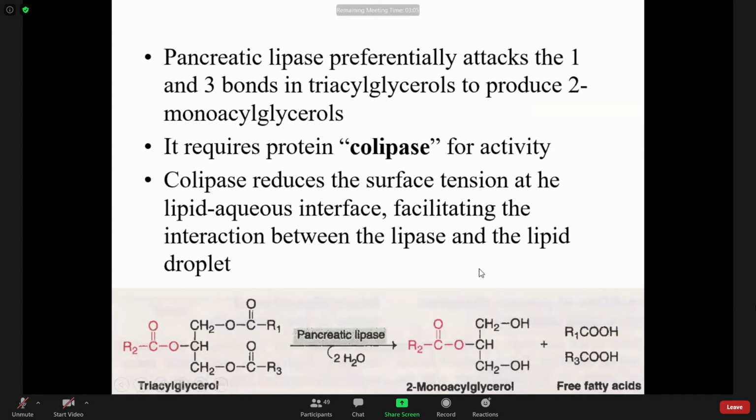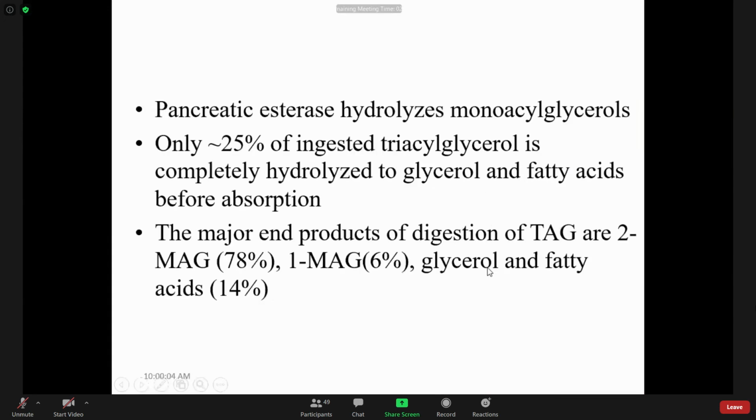Another thing to remember is that pancreatic lipase cleaves the bonds present at carbon number 1 and 3 only. It is not able to cleave the ester bond at carbon number 2 of a triacylglycerol. So the products are 2-monoacylglycerol and free fatty acids. The monoacylglycerol is hydrolyzed by another enzyme called pancreatic esterase, which is non-specific. It can also hydrolyze other substrates like cholesterol esters and phospholipids.